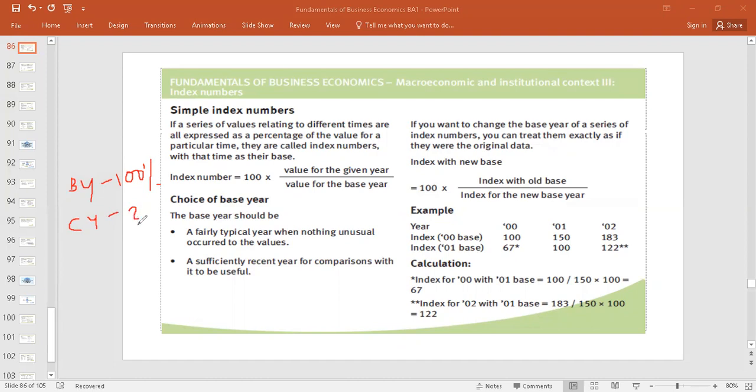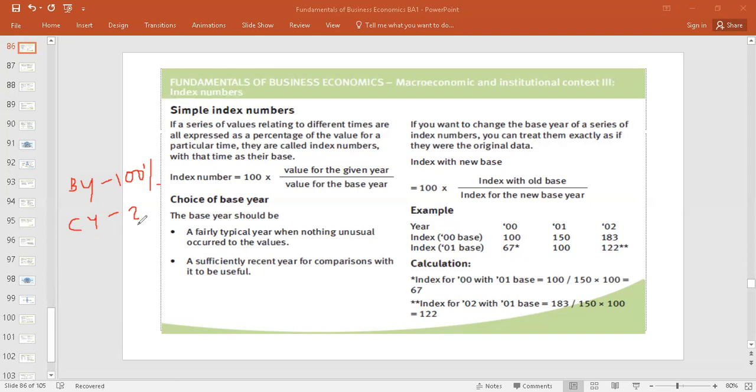Now, what's the choice of the base year? The base year should be a fairly typical year when nothing unusual occurs to the values. So out of the consistent data series, the one year selected as the base year should be a part of that series. But sometimes, because of fluctuations in the economy, there are many changes in the data also. So any year where there are too many fluctuations cannot be selected as the base year. So that's one point. A sufficiently recent year for comparisons with it to be useful.